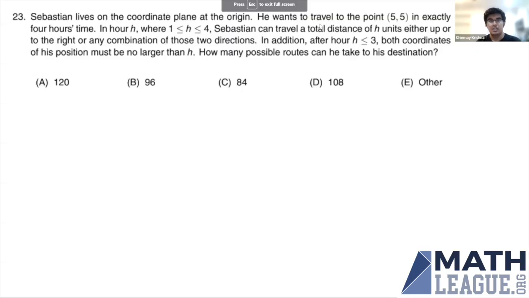Going to be going over number 23 from the sprint round. And we have that Sebastian lives on the coordinate plane at the origin, and he wants to travel to the point 5,5 in exactly 4 hours time.